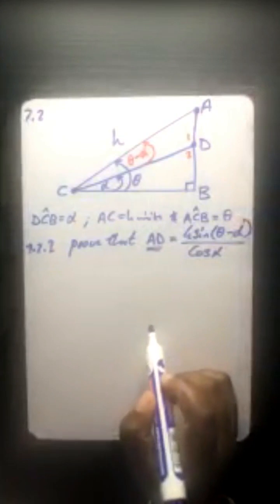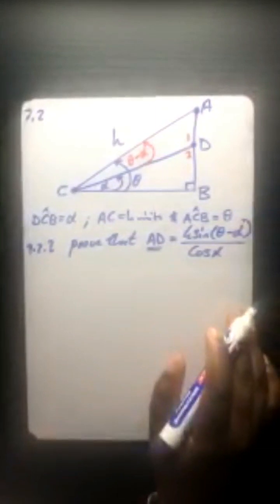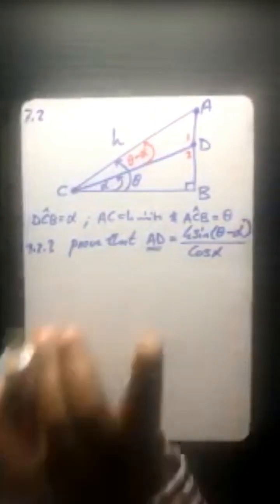But now, is it a right-angled triangle? No. What does it mean? I'm going to use either the sine or the cosine rule.